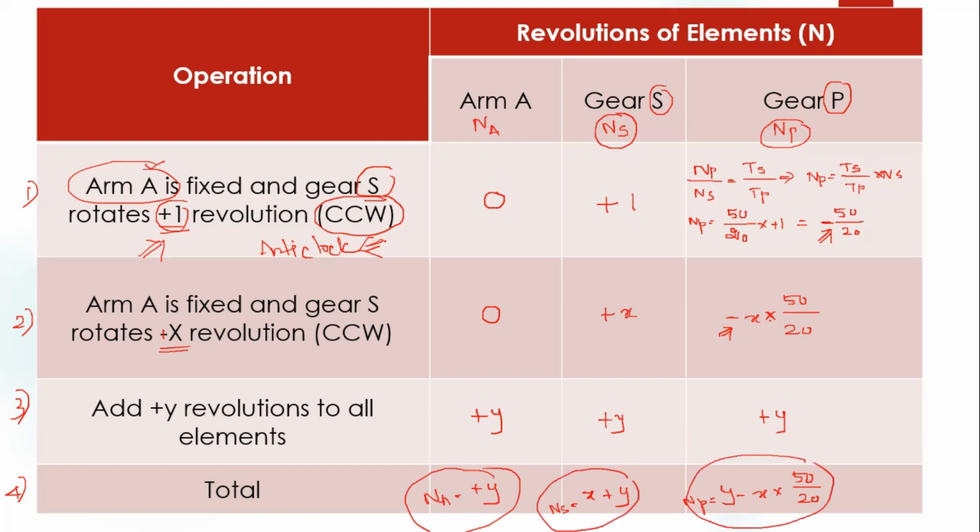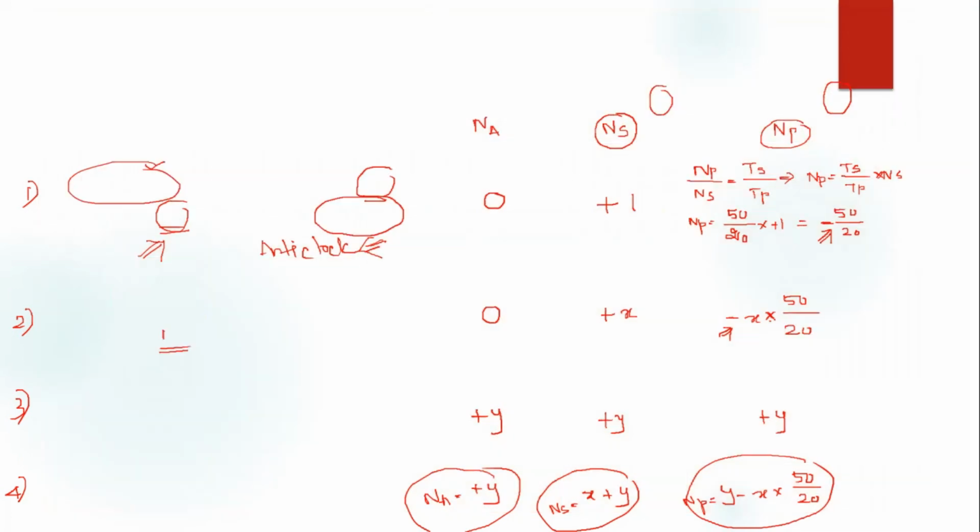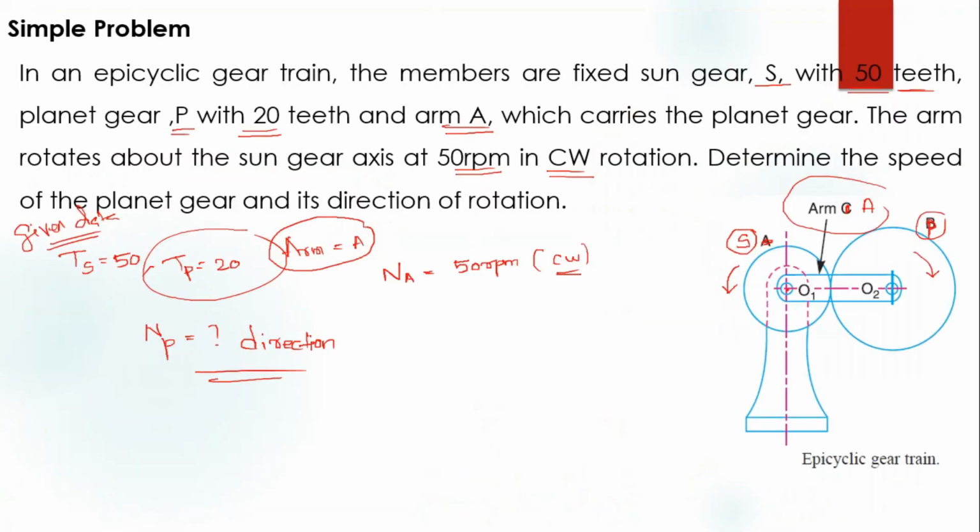Clear? So now we know that in the given data, see here the speed of NA, I mean the speed of arm, which is 50 RPM clockwise.